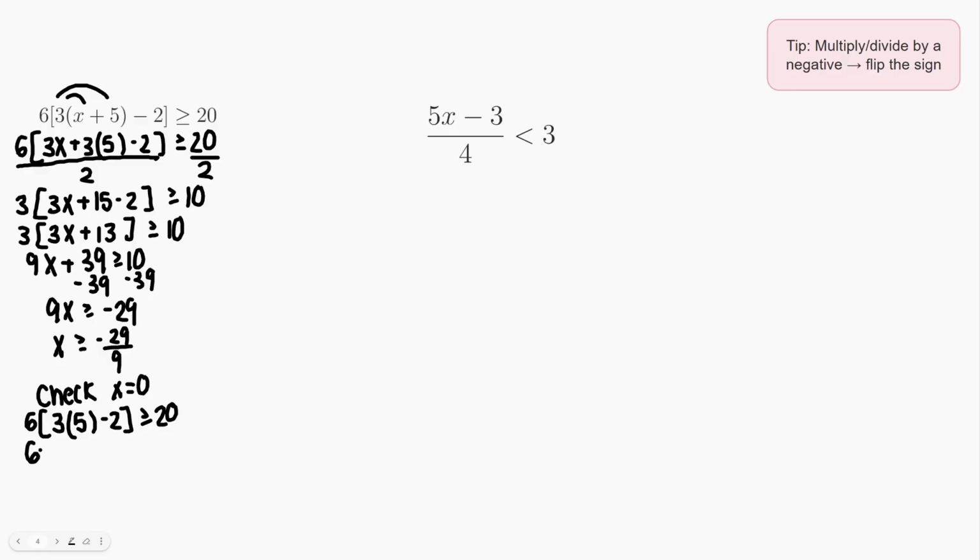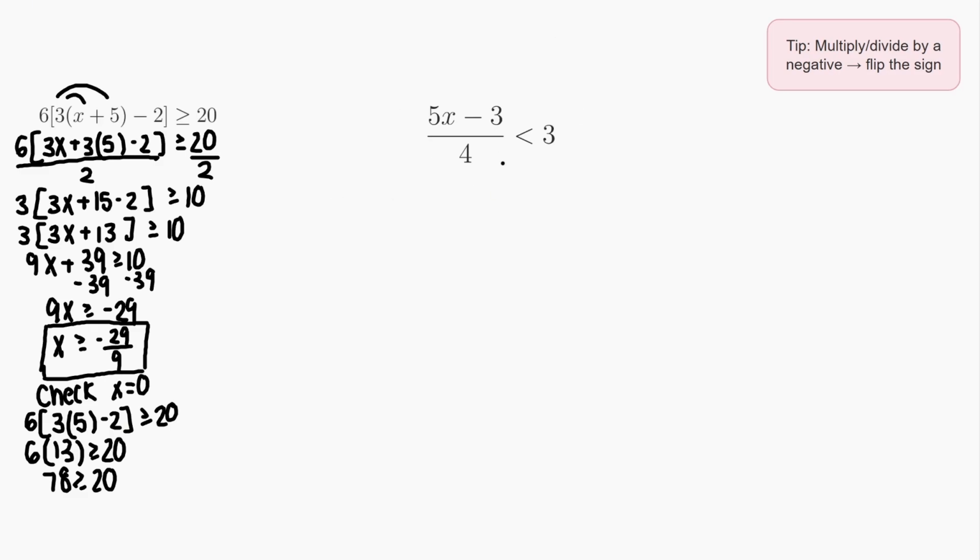We get 6 multiplied by 15 minus 2, which is going to be 13, greater than or equal to 20. 6 times 13 is 78, greater than or equal to 20 is true. So we know x is greater than or equal to negative 29 divided by 9 is correct.